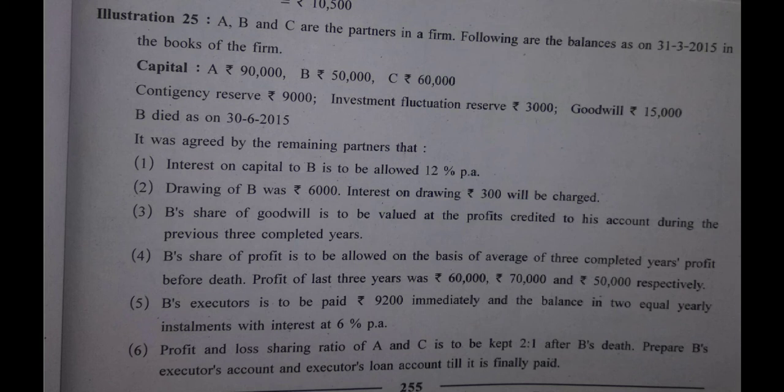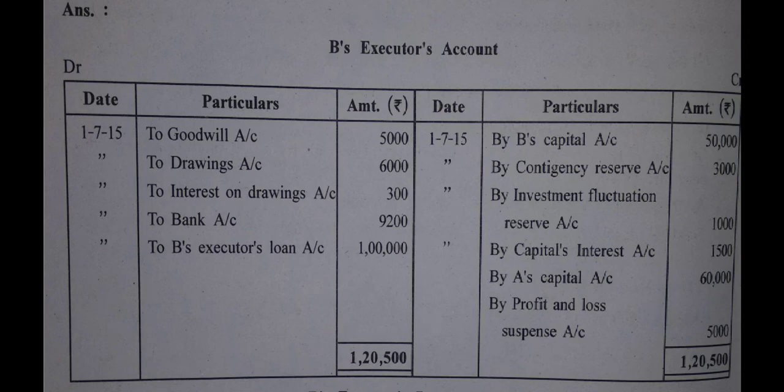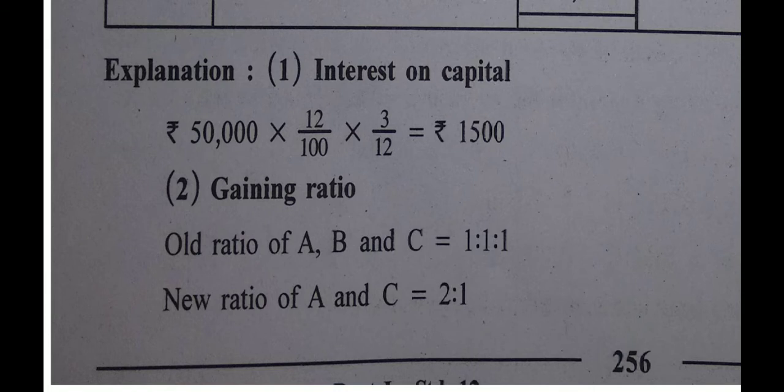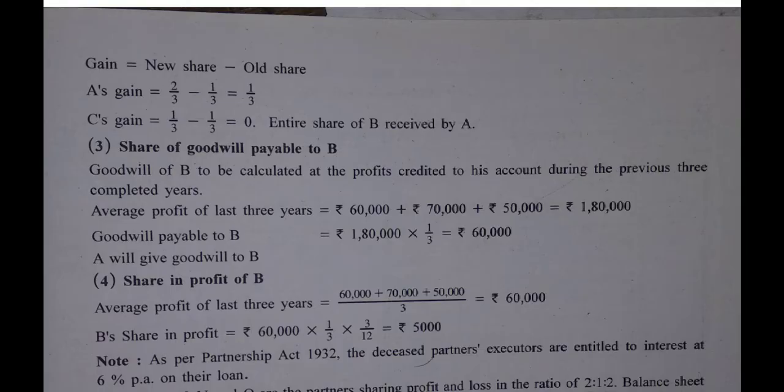Yes? So we have to solve adjustment number 3 at the moment, which is related to adjustment number 4 as well as 6. So firstly, let us find out gaining ratio of partners so that we can find out the amount of goodwill to be paid by A and C to B. Okay, here you can see on your screen, old ratio of A, B and C is 1:1:1. New ratio is 2:1. Here is the calculation.